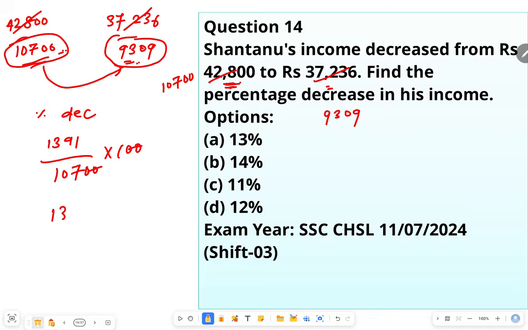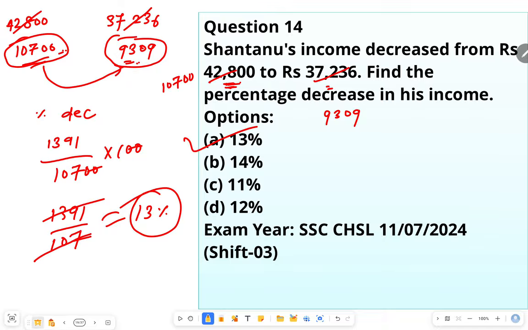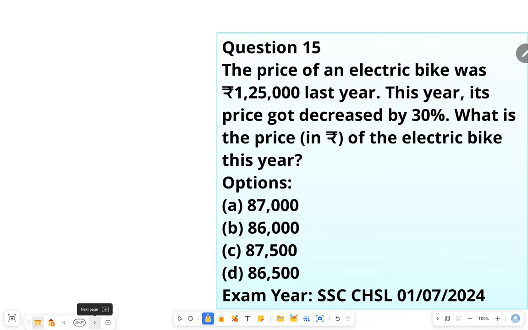Now you have to divide these two numbers. How much will it be? If you divide it with 107, it will give us 13%. That is option A, right? You're getting it. Now question number 15, look at it. After solving this question, I'm going to wind up this video, and then we will see the next in the next video.